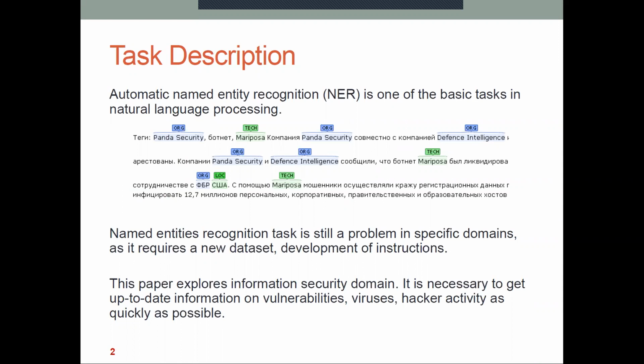The main point is to extract the different labeled entities from text, such as organizations, locations, persons, and others. And it is a sequence tagging task in general.